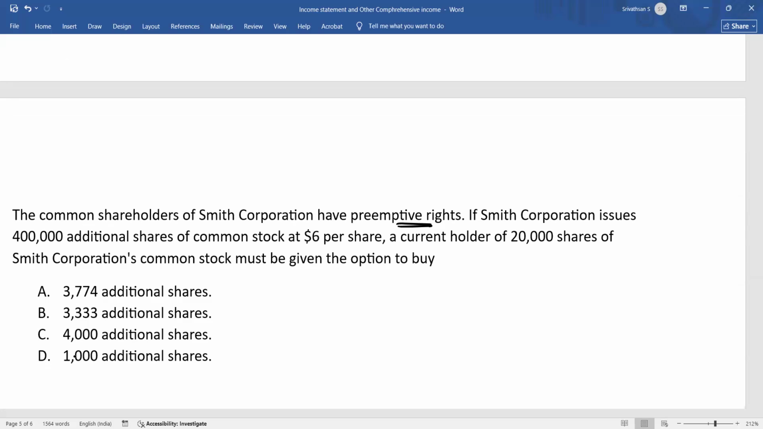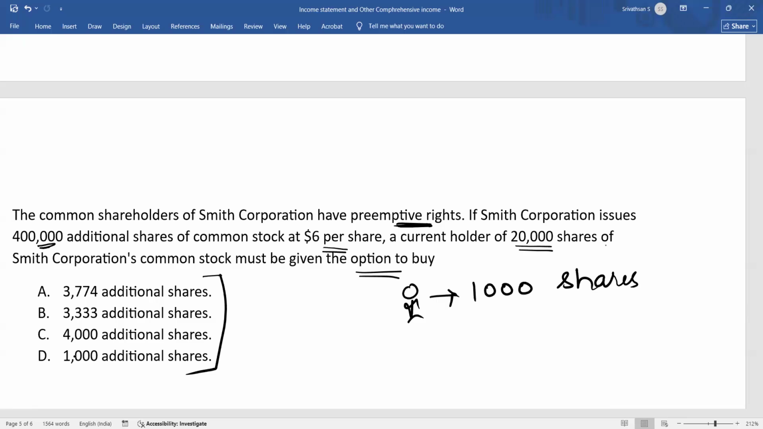If Smith Corporation issues 4 lakh additional shares of common stock at $6 per share, a current holder of 20,000 shares of Smith Corporation's common stock must be given the option to buy how many additional shares? So first, let's understand what is preemptive rights. For example, let's say I'm holding 1,000 shares in a particular company. I'm an investor. I'm holding 1,000 shares in the company.